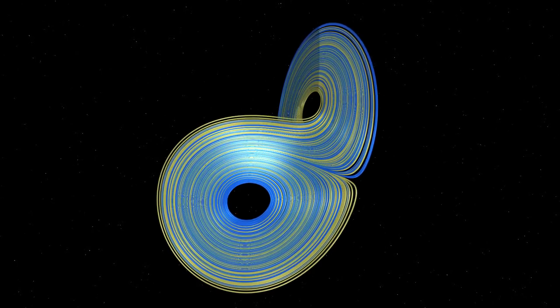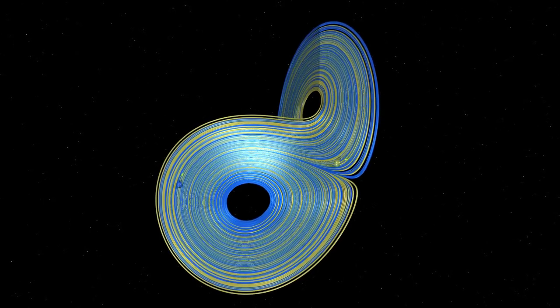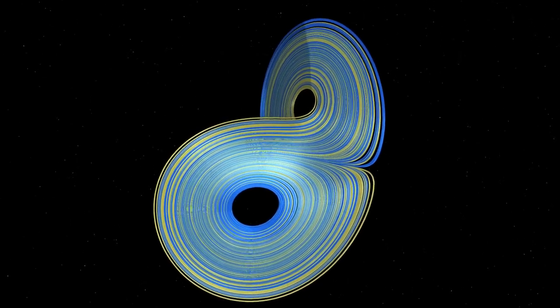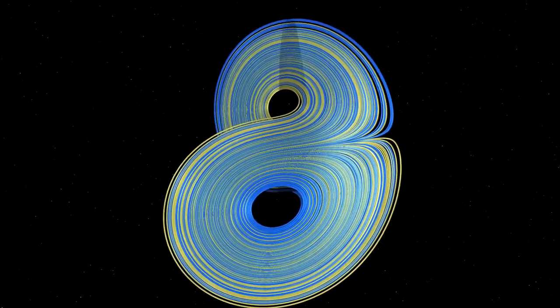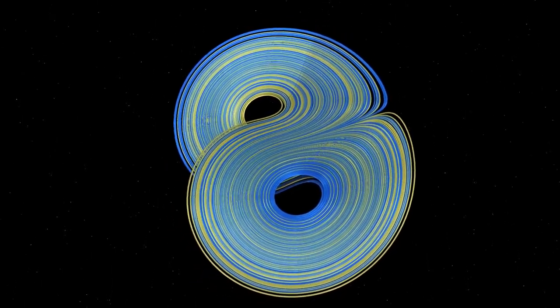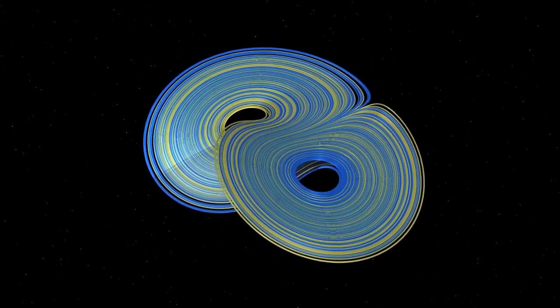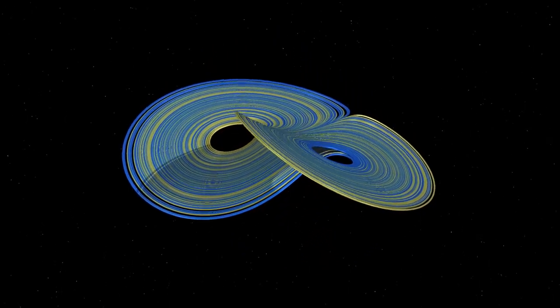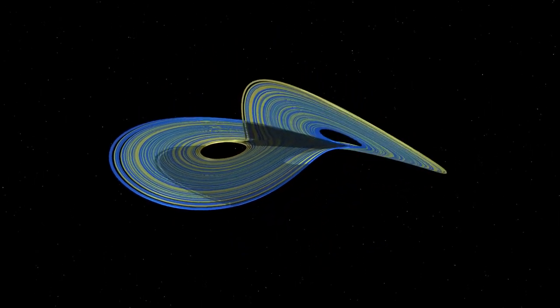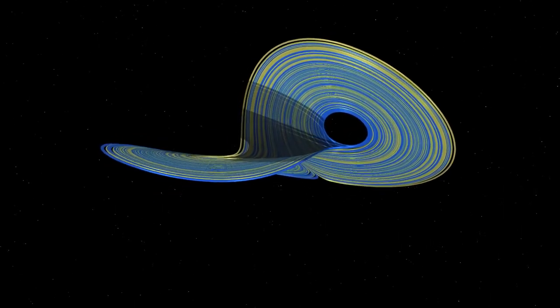The trajectories seem to be attracted to this butterfly. This is what is referred to as the Lorenz attractor. A strange attractor. Here is a positive scientific phenomenon, one not as famous as the butterfly effect.